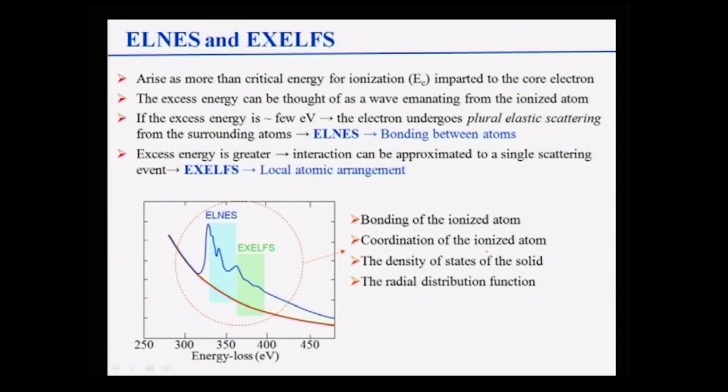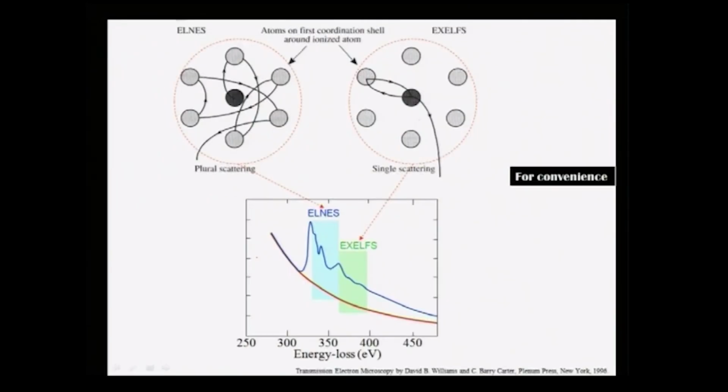This is basically, as I said, all fine scale structures, and they can be used for determination of the fine scale structure. EXELFS comes at higher energy levels than ELNES, and they all talk about density of states. In fact, you can obtain radial distribution functions also, because it talks about the near-neighbor configurations of a particular atom, and therefore it is possible to obtain the radial distribution functions.